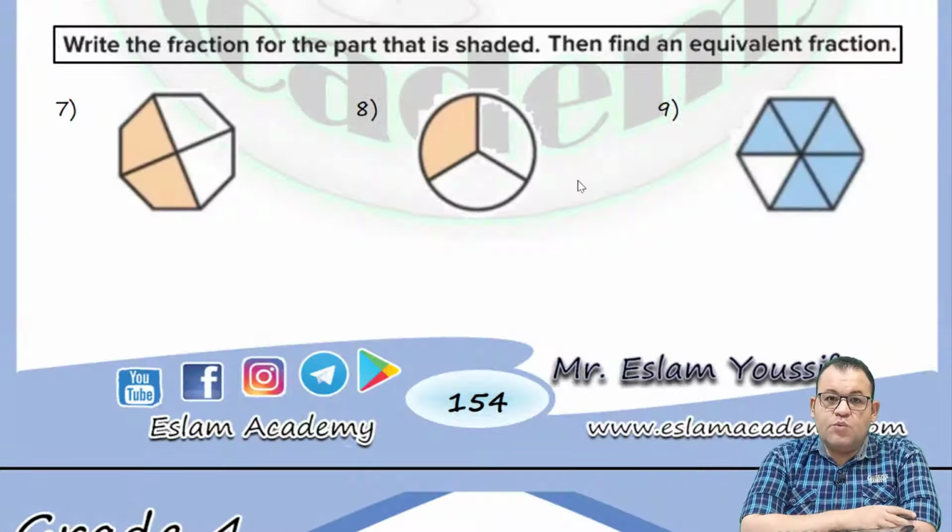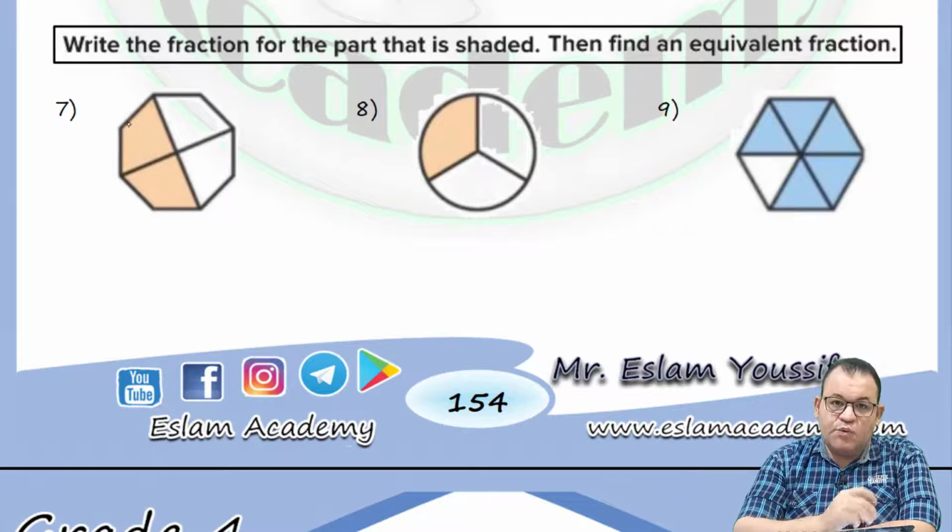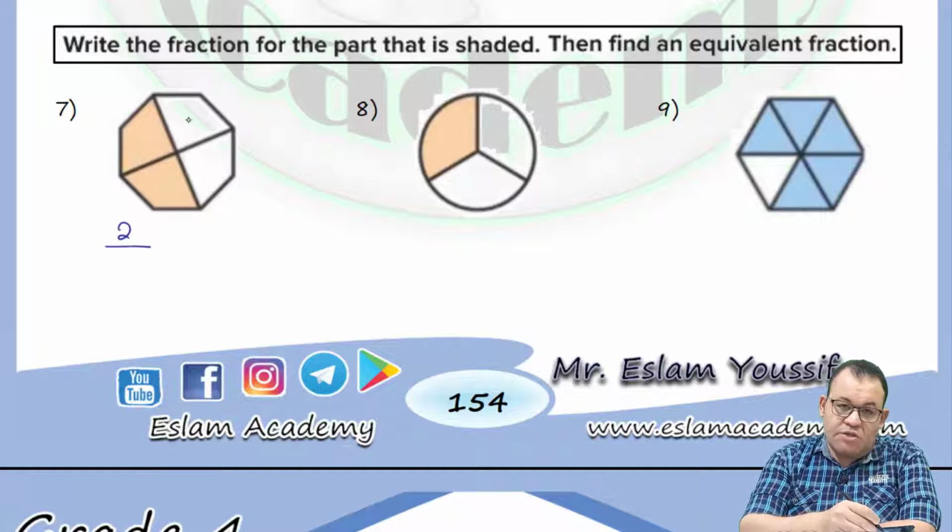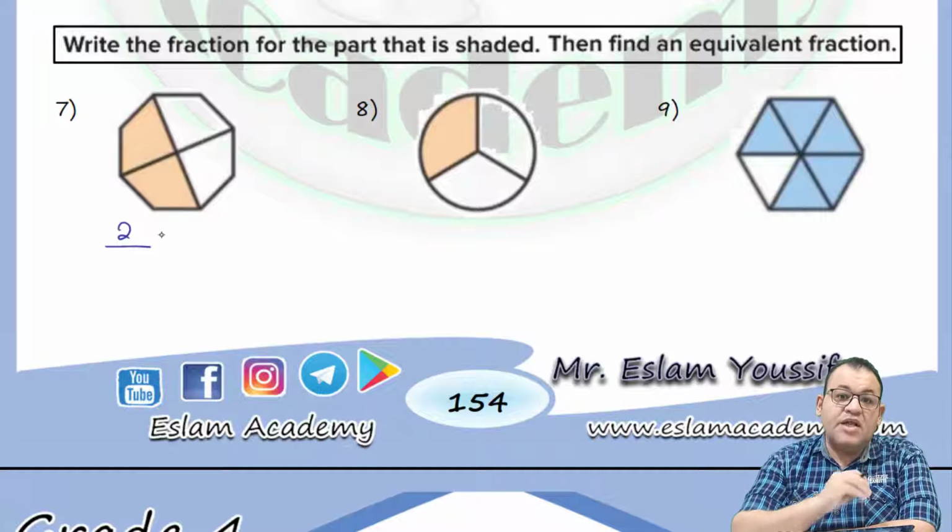In this part of the lesson, we need to write the fraction, then find the equivalent fraction. In question number 7, we need to write the fraction. You will find that we have only two shaded parts. It will be 2 out of 4 parts. So the numerator represents the shaded part, or the selected part, and the denominator represents the whole parts. We have 4 parts here, so it will be 4.